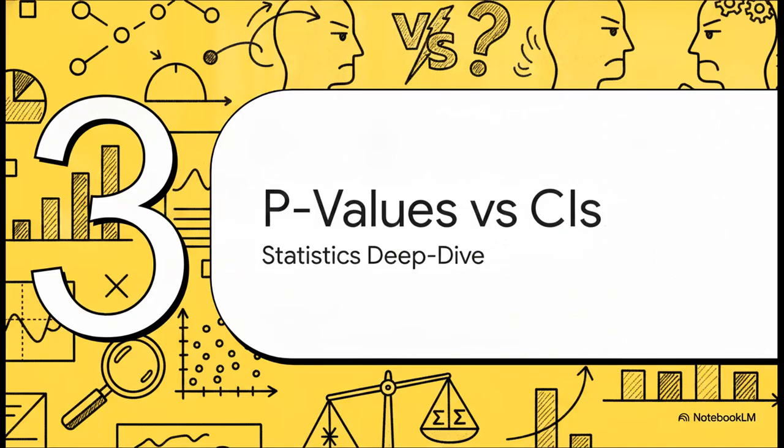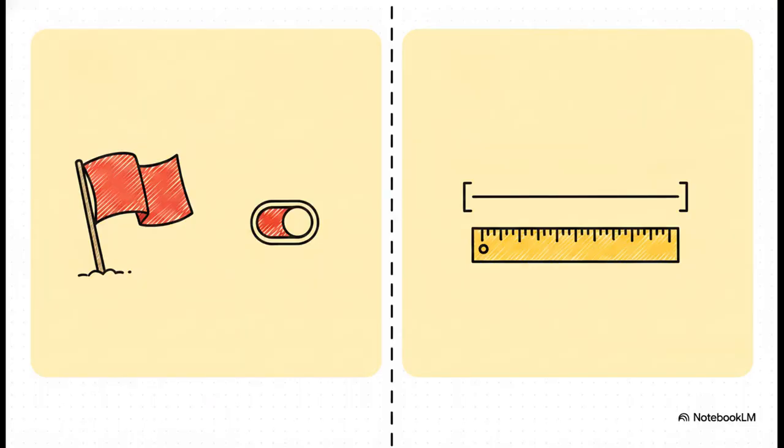Section 3, p-values versus confidence intervals. Now we're hitting the real core of our explainer today. Lesson 8. This is the statistics deep dive specifically engineered for the analytical mind, the skeptical techie. We're starting with the classic clash between two major statistical measures used in practically every medical paper. For a long time, the p-value has been treated as the ultimate decider. But honestly, a p-value is really just a binary statistical flag. It tells you if an effect exists mathematically, but it completely strips away all the context.